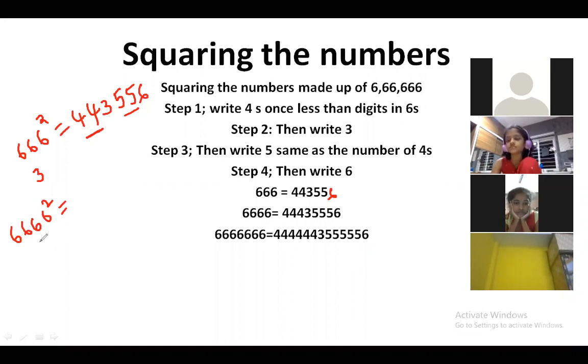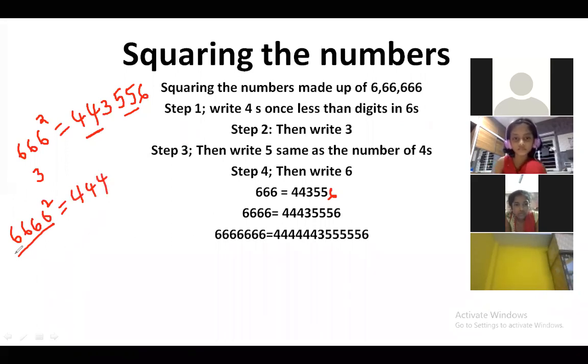So let us take another one. How to square this? First, you should understand. We should write 4s, isn't it? How many 4s should you write? That depends on the number of digits. If there are 4 digits, you reduce by 1, so there will be 3. So 3 4s you should write.